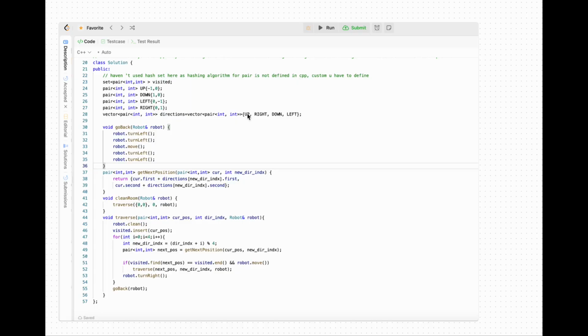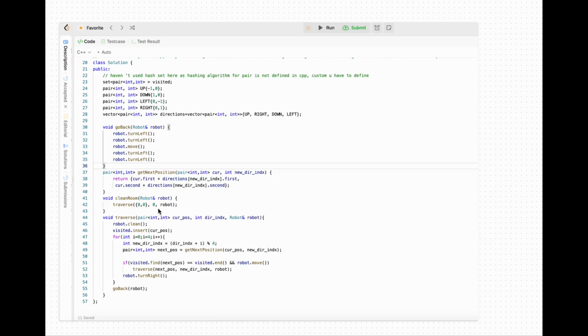We will understand why it is like that. And then this is the clean room function, that is the entry point in this code. We have a robot. So when we start the traversal, we need to know three things. First is the current location of the robot. As explained previously, we can safely assume it to be 0, 0.